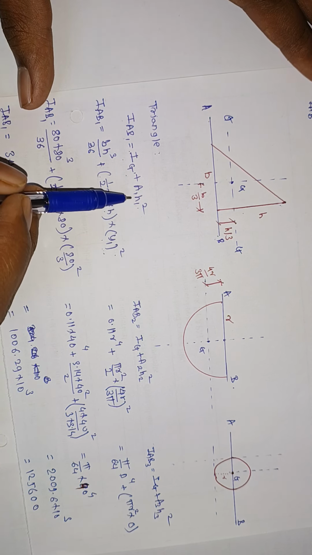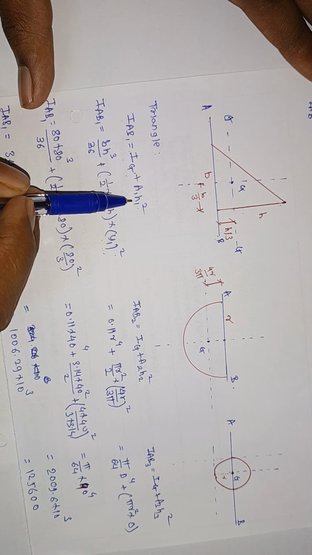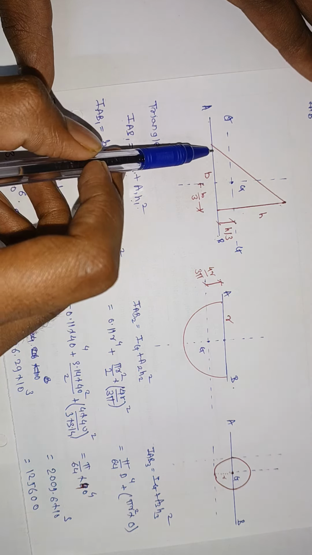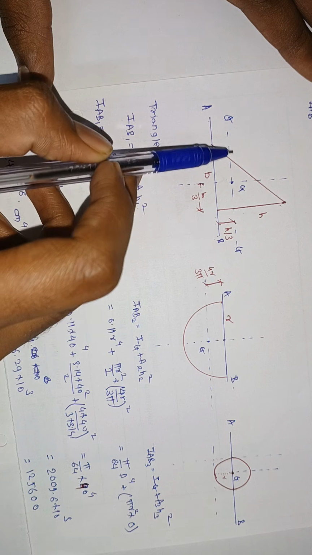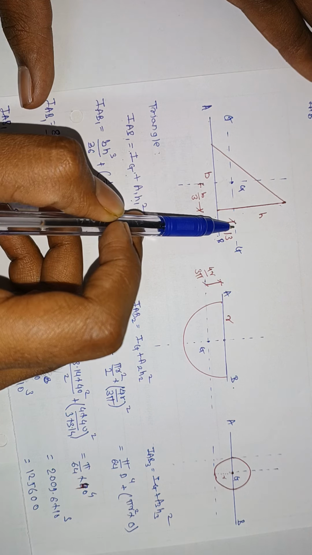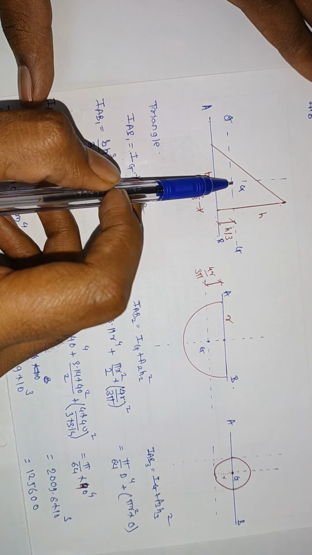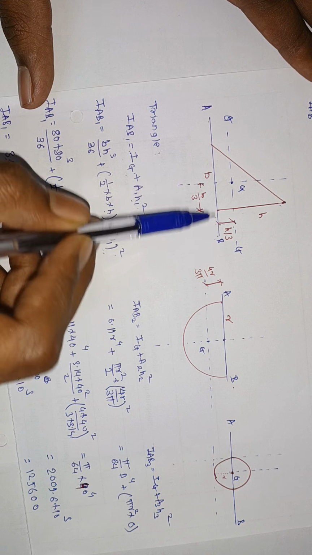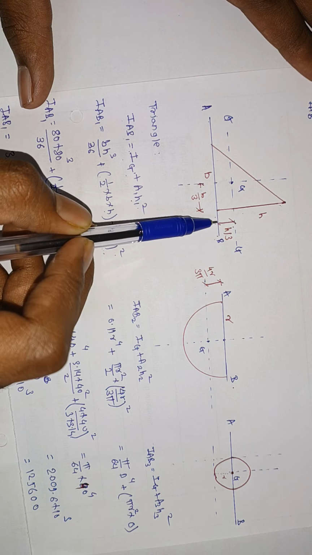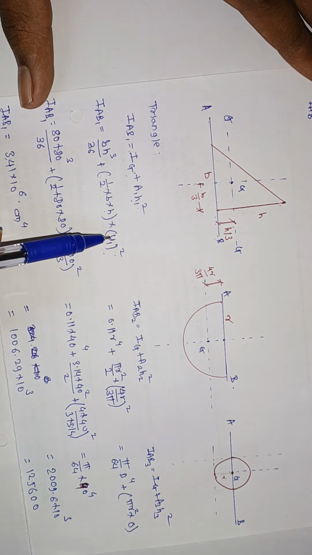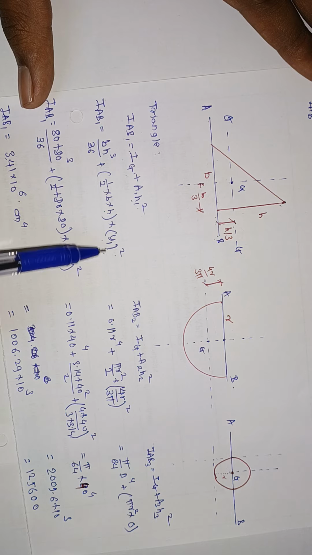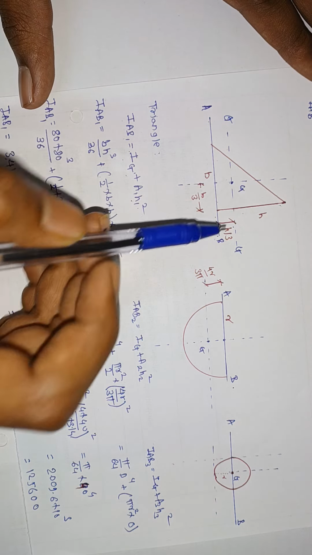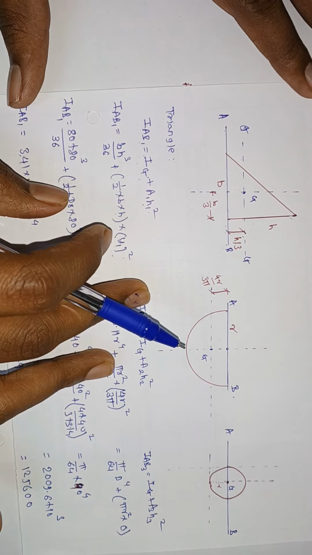First we have to understand the meaning of H1. The meaning of H1 is the distance between the reference axis and the centroidal axis. This point lies at a distance of h by 3 from the reference axis. This is what the parallel axis theorem is about. So I have directly put y1 square, where y1 means h by 3. Now just put in the values.